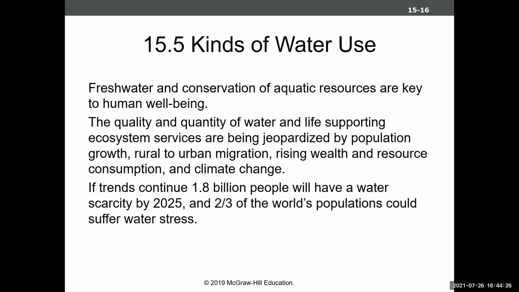So looking at next the kind of water use that we do, so basically how we consume water.